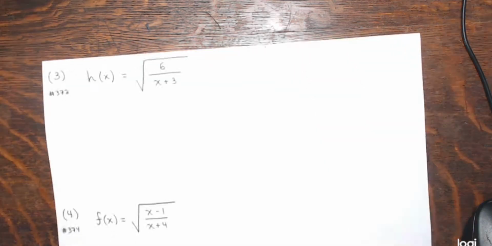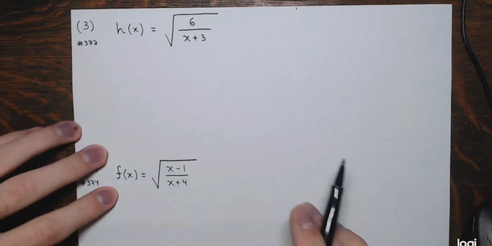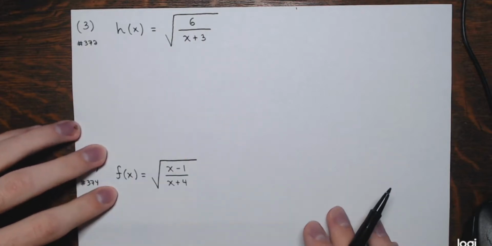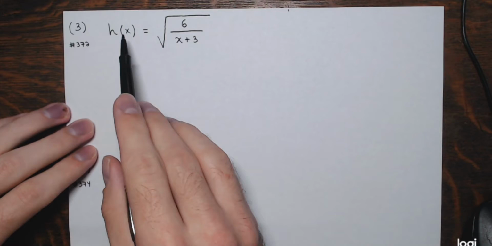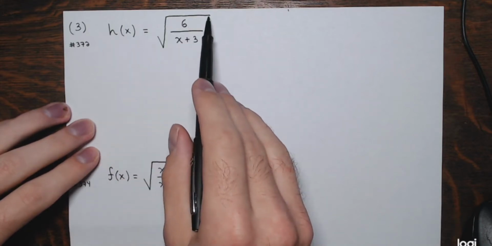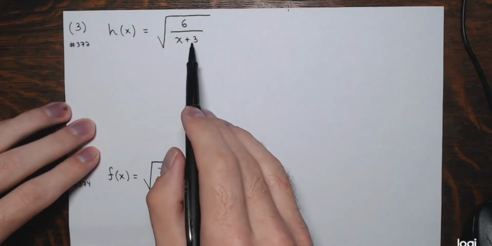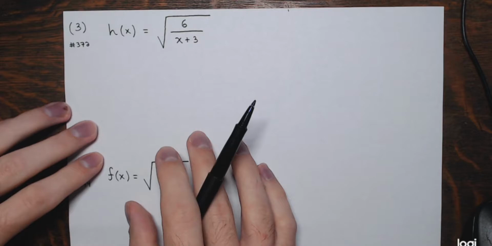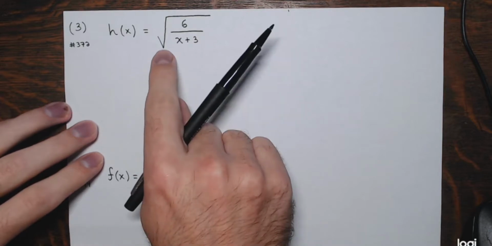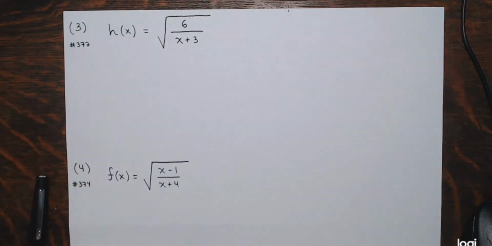So number 3 corresponds to exercise 372. All right, so we have h of x equals, and it's another even root, the square root of 6 divided by x plus 3. All right, so this one has an even root, and it has a denominator with a variable in it.